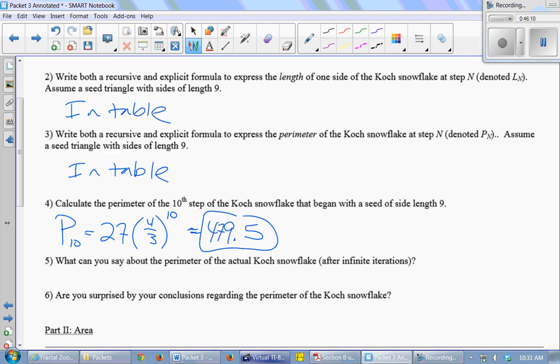Yes. So why is the area not as big? That is a great question. The perimeter is growing to infinity. How is it possible that the area does not? We're going to investigate the area in just a couple minutes. Okay.